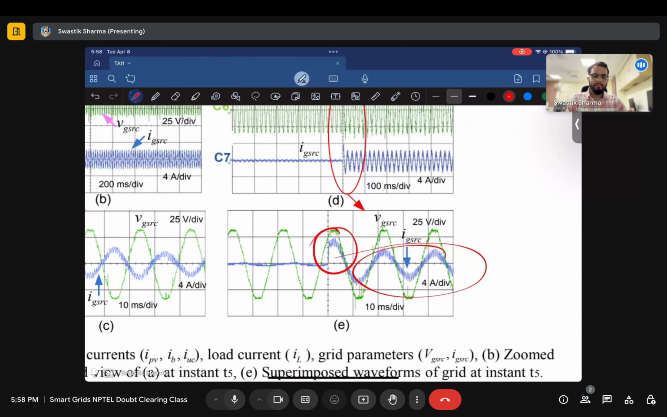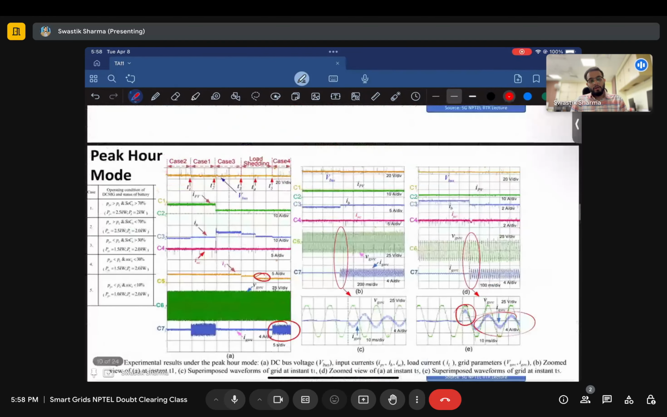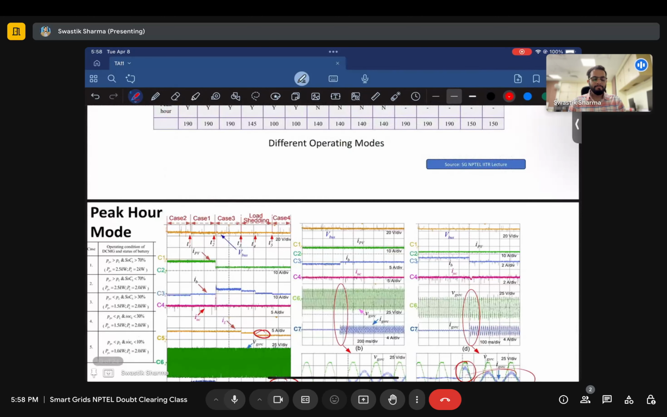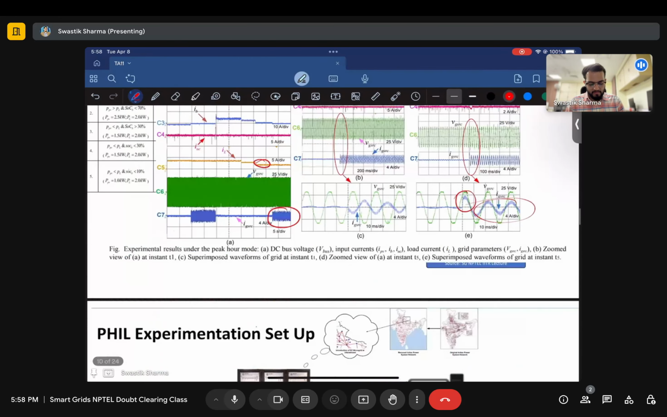The current that is being exchanged with the microgrid is in phase with the voltage of the grid. So this is how power flow control strategies work, right? Based on the modes that you are operating, based on how your energy levels are, based on whatever you are doing, you want to switch between all of these loads.